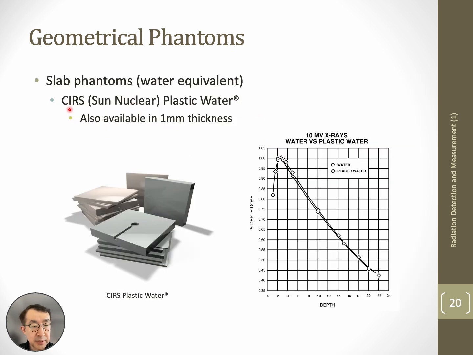So there's another company, CIRS. It's interesting, ironically, both companies, GAMX and CIRS, are now under the name of Sun Nuclear plastic water. So I don't know how the future product development will be like. But this one is as thin as 1 millimeter thickness. As you see in this example here, it displays that detector hole for parallel plate chamber.